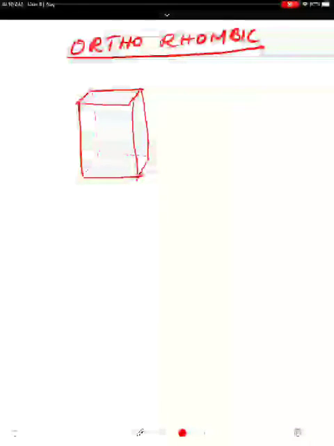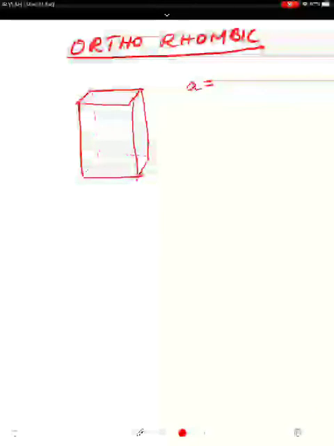The shape is like a matchbox. We call it orthorhombic. What are the edge lengths of a matchbox? Anybody? Edge lengths? A, B and C? All are different.